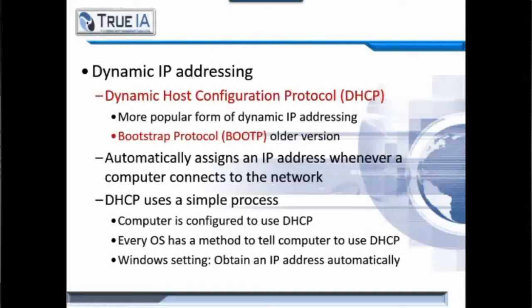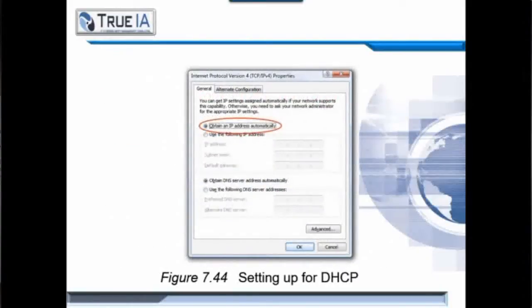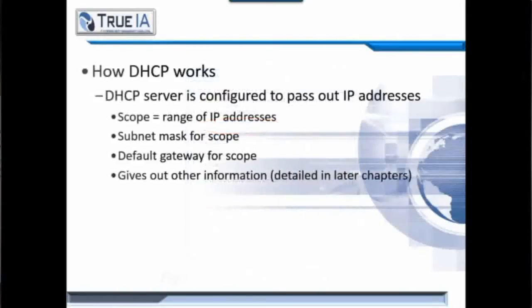I mean, really at its heart, DHCP uses a pretty simple process. First, the computer is configured to use DHCP, and then, depending on the operating system, this happens to be a Windows machine, it will then hand out the next available IP address. For instance, your DHCP server is usually configured to pass out IP addresses based on scope, subnet mask scope, default gateway scope, and then we'll give out other information that we'll talk about later.